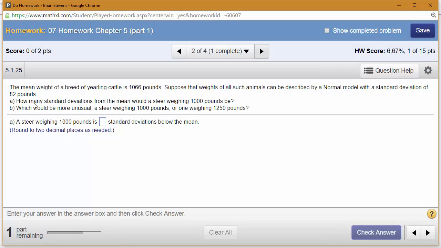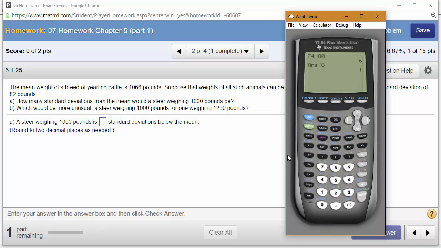The mean weight of a breed of yearling cattle is 1,066 pounds. Suppose the weights are normally distributed with a standard deviation of 82 pounds. How many standard deviations from the mean would a steer of 1,000 pounds be? Now, important to do here, we just need to figure out how far it is away. We can take observation minus mean. This will get us how far it is away.